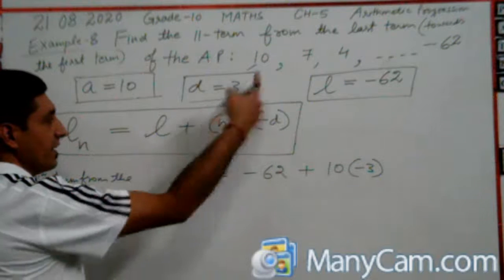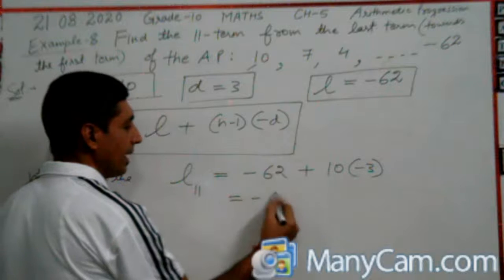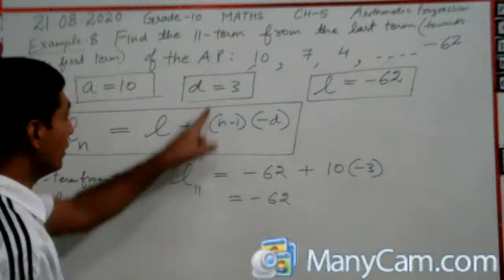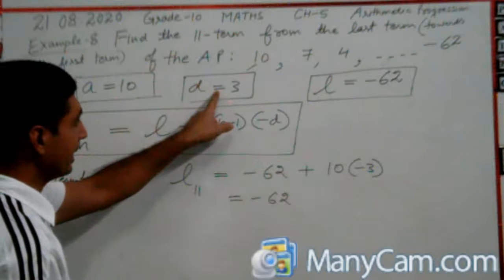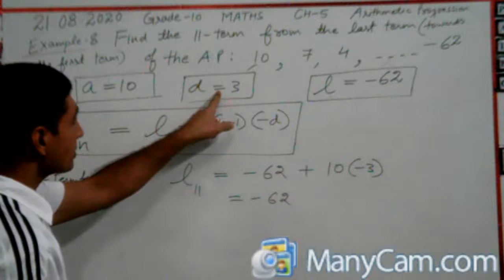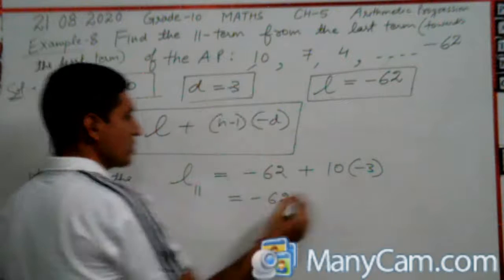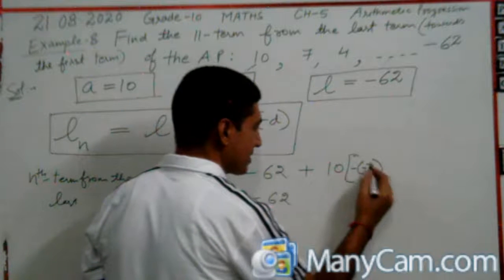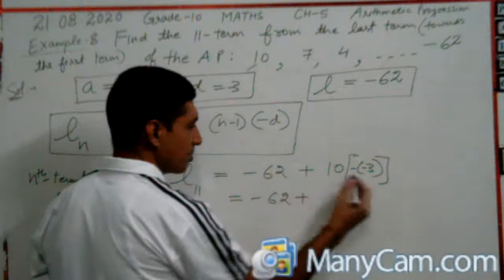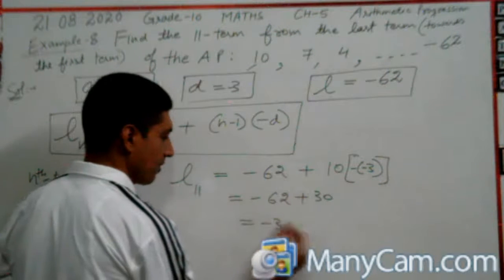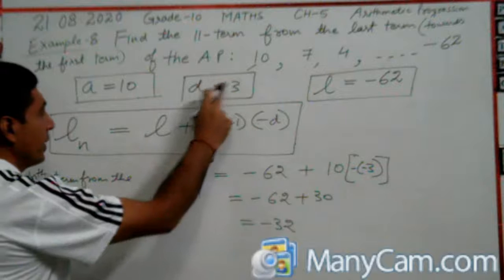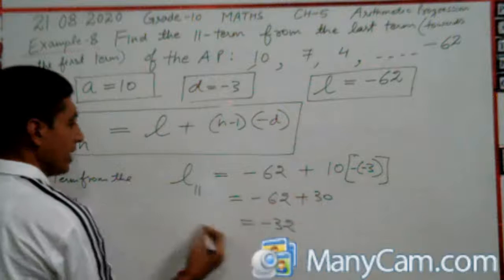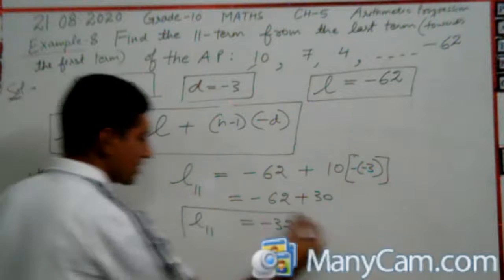D is positive here, but we are writing it as negative. So we have minus 62, right? When we take d as negative, it is minus of minus 3, so that is plus 30. So we have minus 32. We take d from the same AP, that is d equals minus 3. So this is the 11th term, the answer, in just 3 steps.